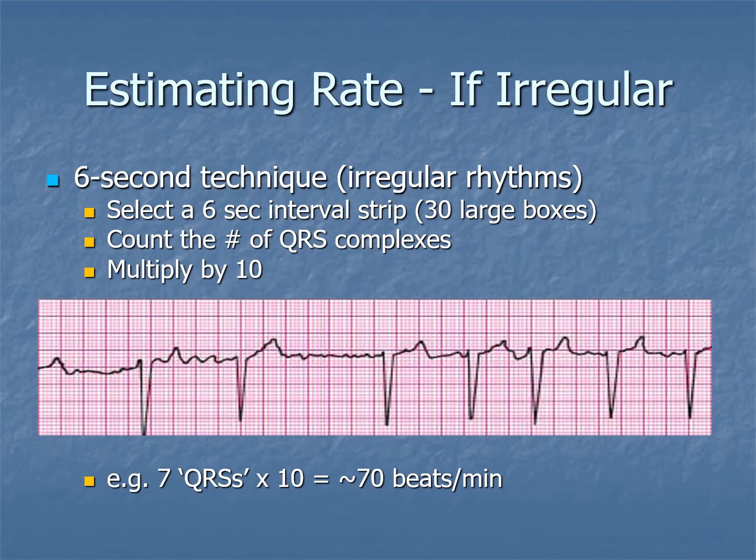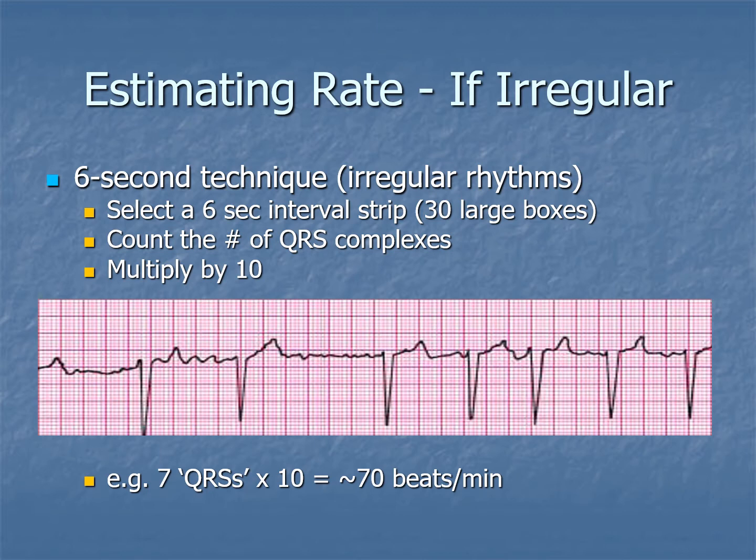Now, to build on the preceding slide, you can estimate the rate if it's irregular, such as you might see with atrial fibrillation. You can use what's called the 6-second technique. So you select a 6-second strip, that's 30 large boxes. You count the number of QRS complexes and you multiply them times 10. So in this particular strip, it's a 6-second strip. You see that there's 7 QRSs. You multiply it times 10 and you end up with about, and I say about because you're approximating, a heart rate of about 70 beats per minute.